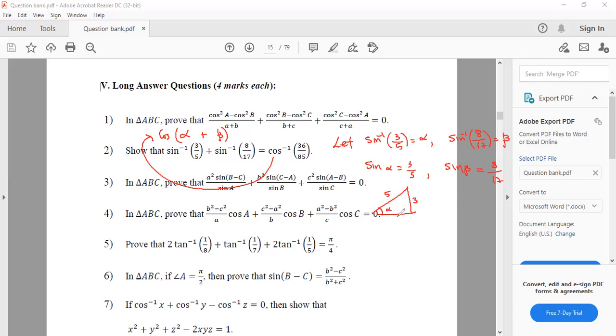हाँ उसके बाद बीटा का भी वैसे ढूंढना है. इधर भी एक दूसरा ट्रायंगल. बीटा, 8, 17, इधर कितना होगा? 15. 225 plus 117 minus... 15. 120. So cos alpha is 4 by 5 and cos beta is 15 by 17.